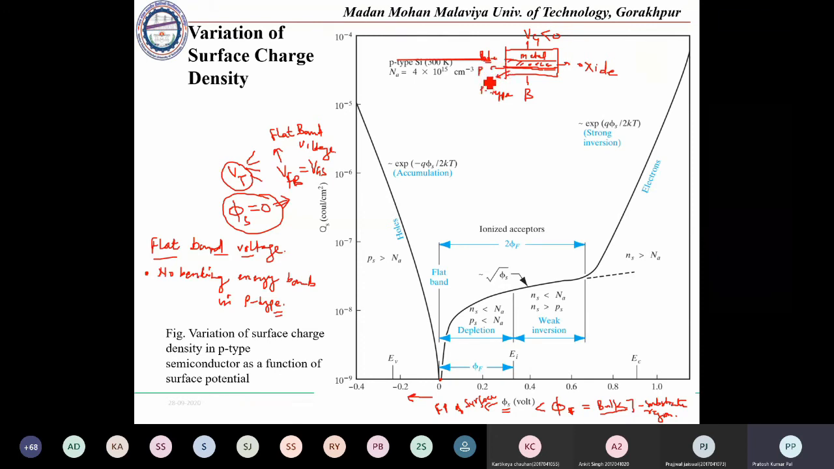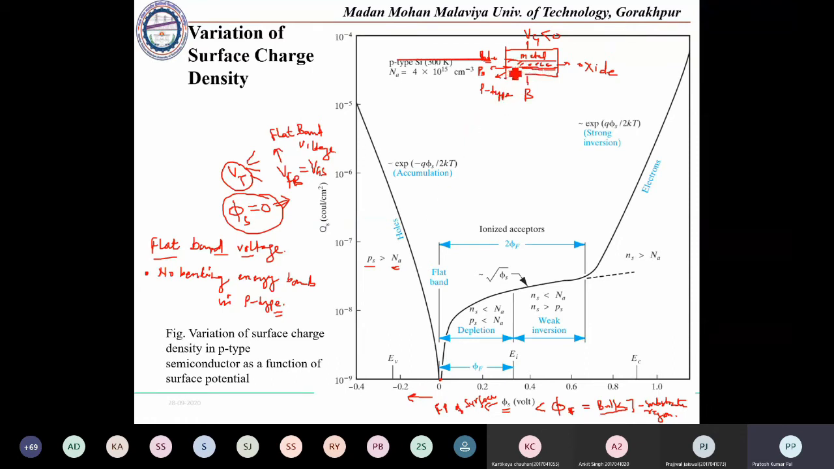Here PS stands for the concentration of holes at the surface, and Na is the acceptor ion doping inside the p-type substrate. When phi s is negative, or we apply a gate voltage less than 0, the number of holes will be greater than the total concentration of acceptor ions near this surface region.